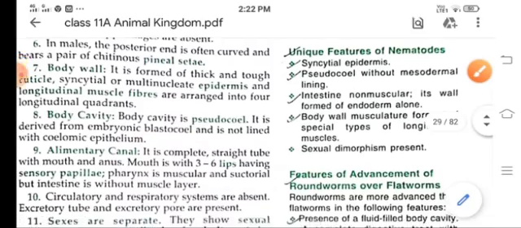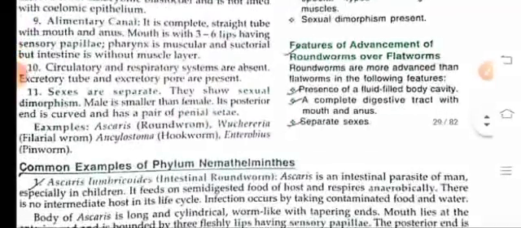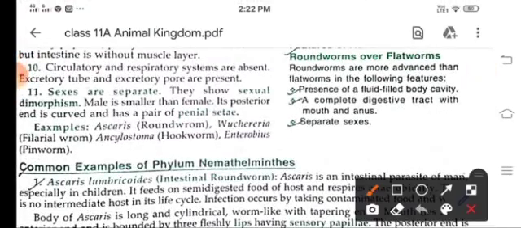Now the alimentary canal is straight, complete with mouth and anus. Now circulatory system and respiratory system both are absent. Excretory tube and excretory pores are present. They show sexual dimorphism because sexes are separate in nature. Male is smaller than female, and its posterior end is curved. Now the examples are Ascaris, Wuchereria, Ancylostoma, Enterobius, etc.